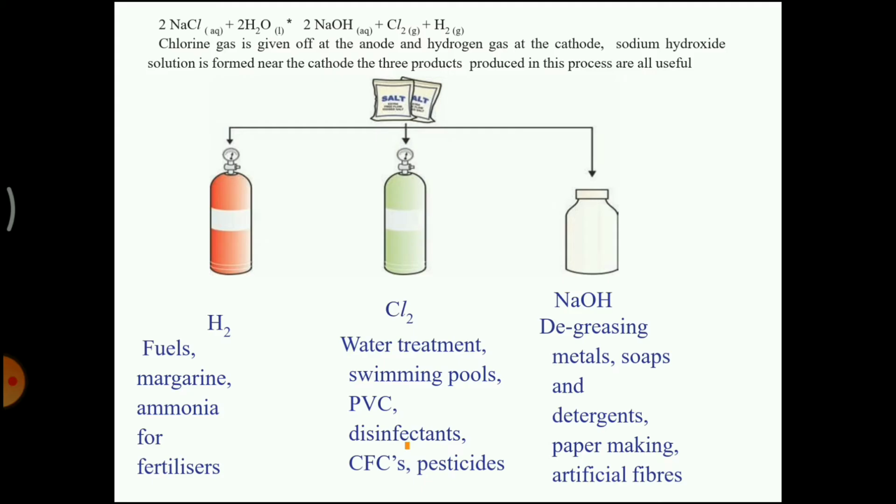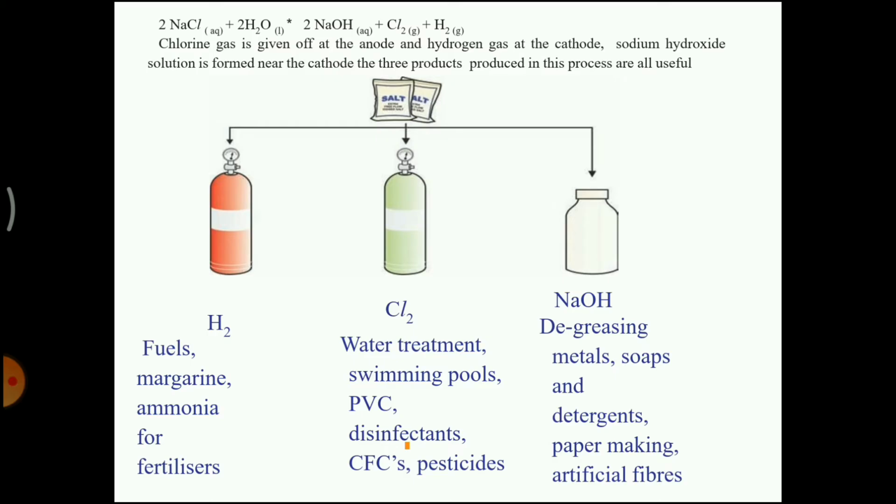Sodium chloride plus water gives rise to sodium hydroxide plus chlorine plus H2. Chlorine gas is given off at the anode and hydrogen gas at the cathode. Sodium hydroxide solution is formed near the cathode, and the three products produced in this process are all very useful.